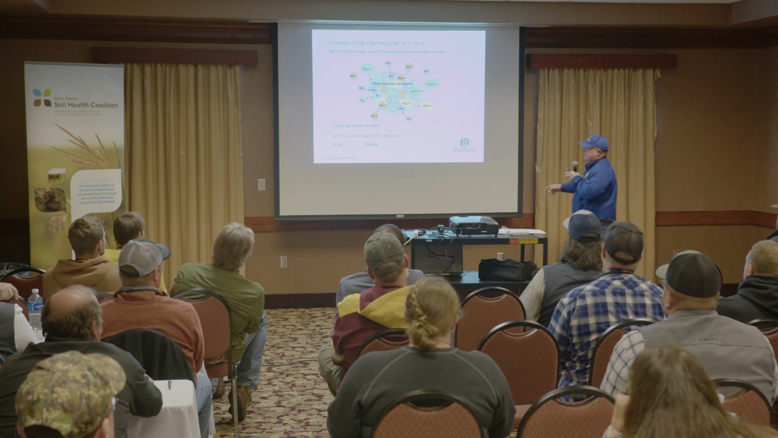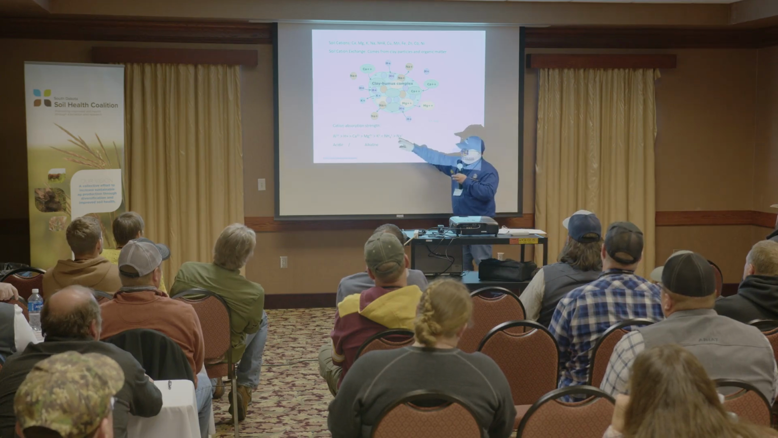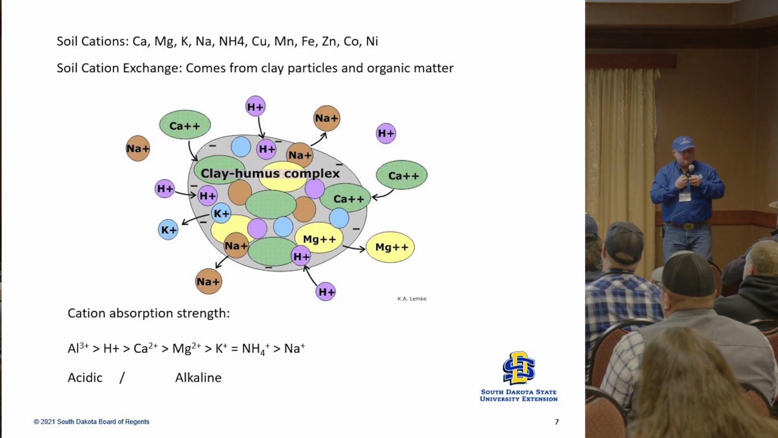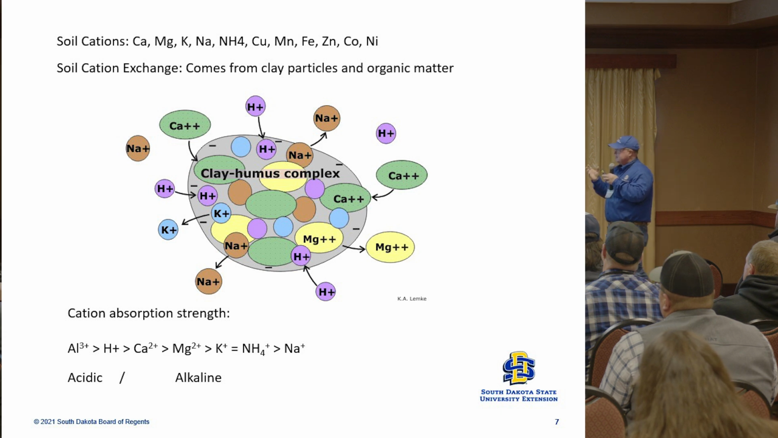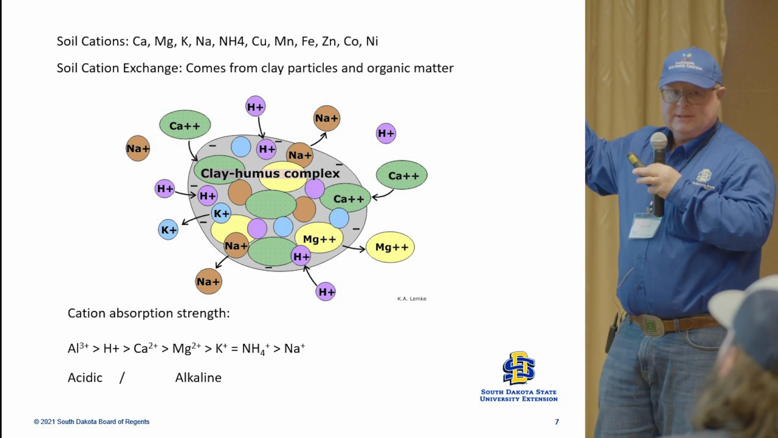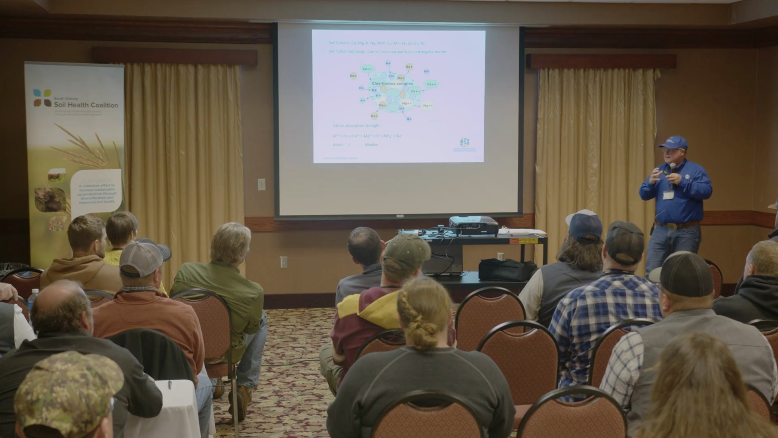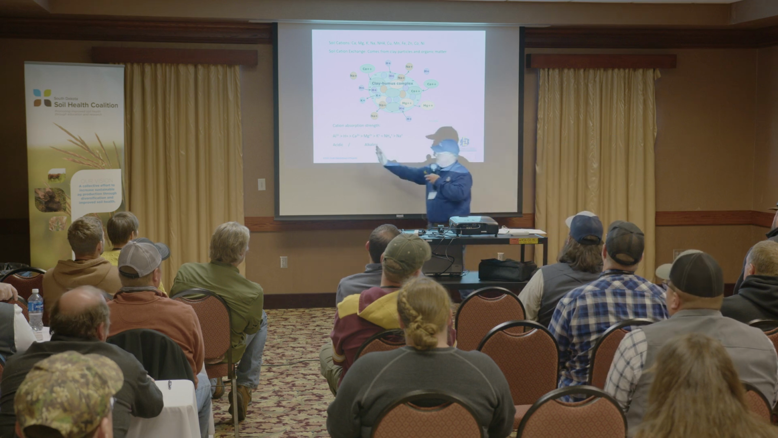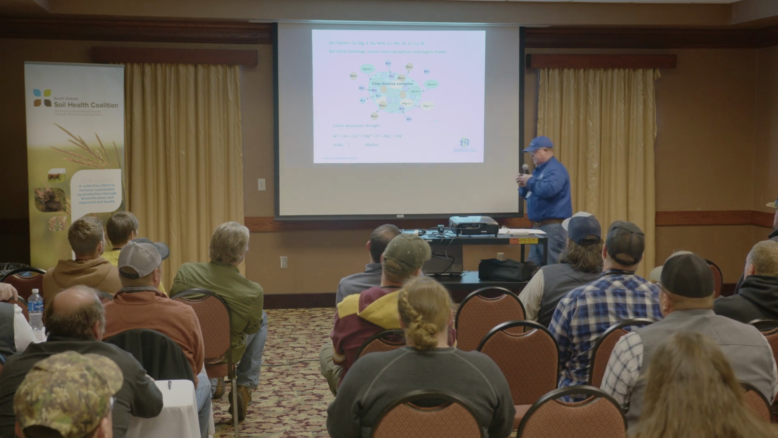And then we look at the lyotropic series here. We have aluminum held the most tightly to that exchange site, followed by hydrogen, then calcium, magnesium, potassium, which is equal to ammonium, and then sodium is the least held because it's such a big ion. But notice that these are acidic and those are considered alkaline.